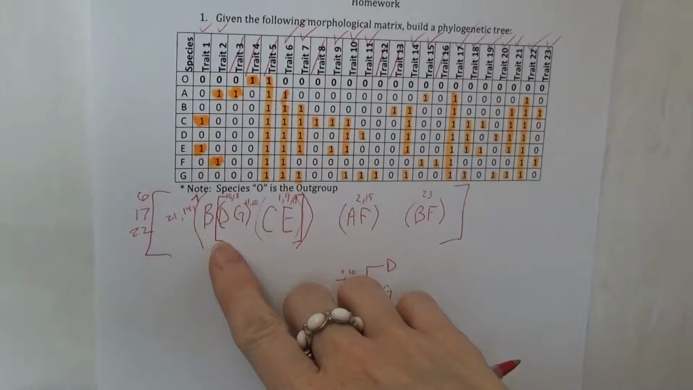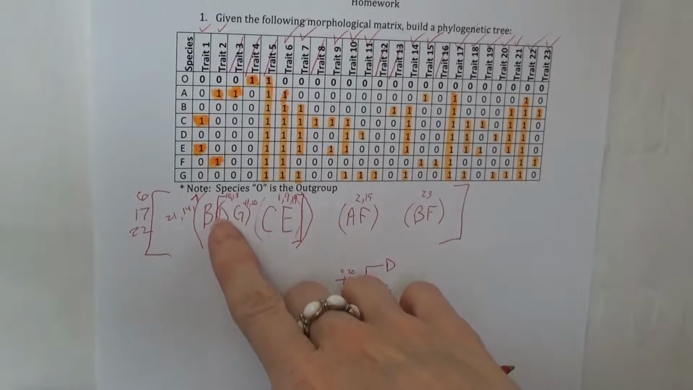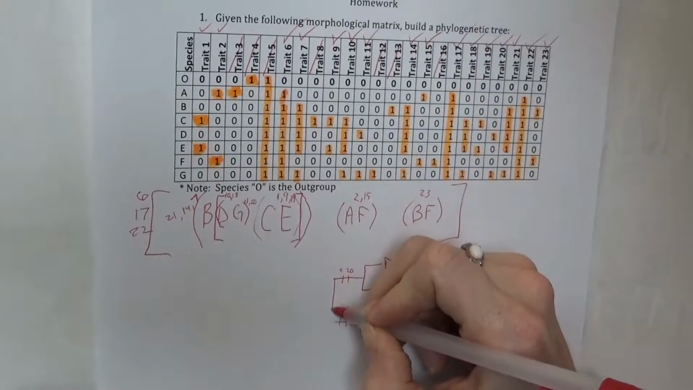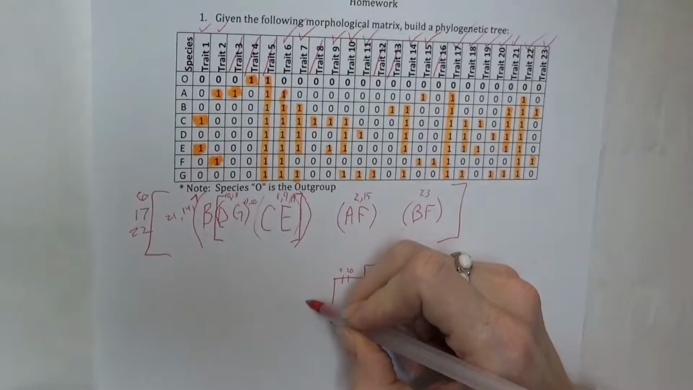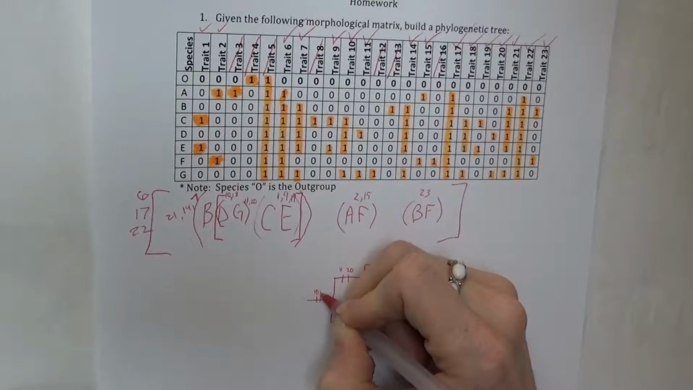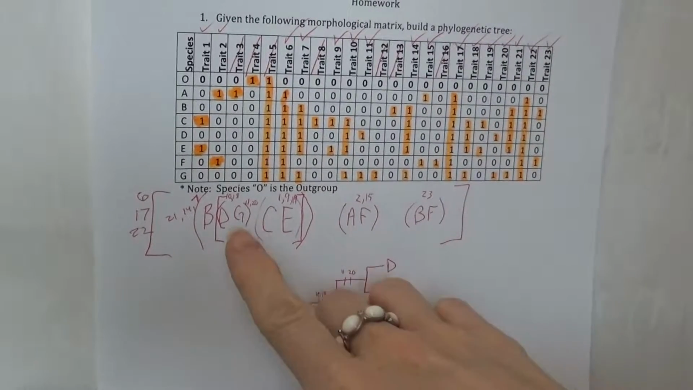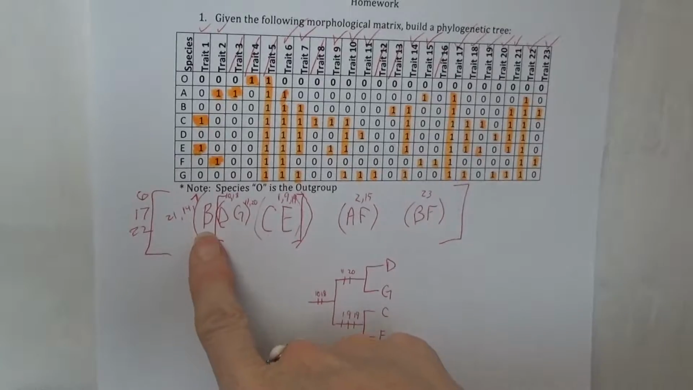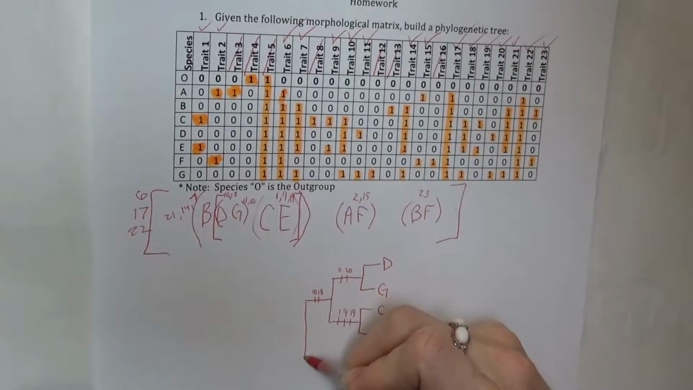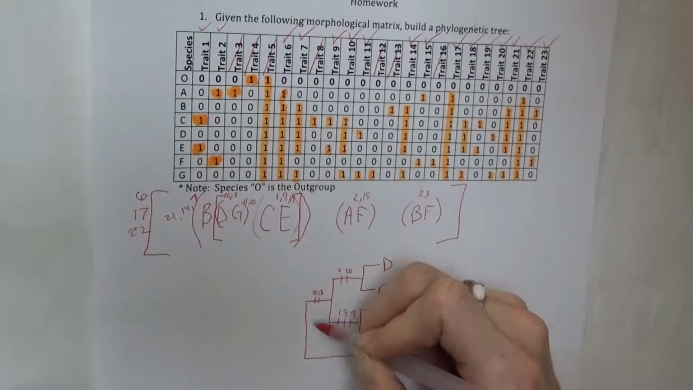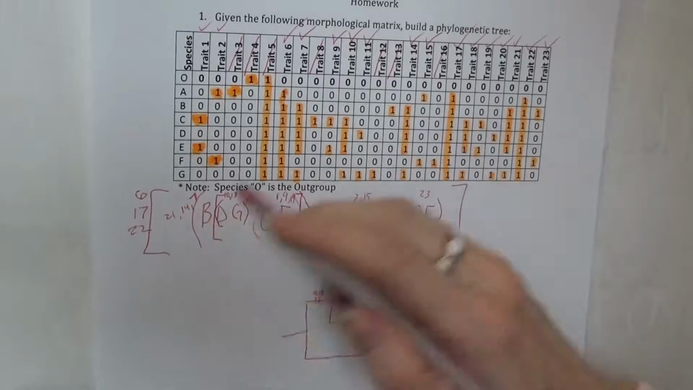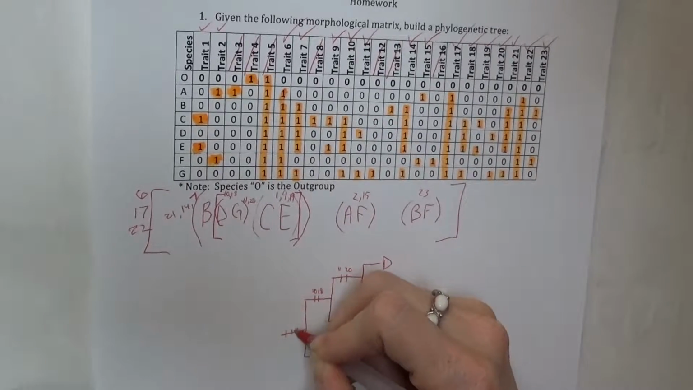Okay, now does anything group these four together? Well, yeah, 10 and 18 grouped those four together. So we're going to go ahead and group these four together and say that 10 and 18 did that. Okay, and then outside of that is B. So let's just put B outside of that. And what traits grouped all of these guys together? So we have 7, 14, and 21.